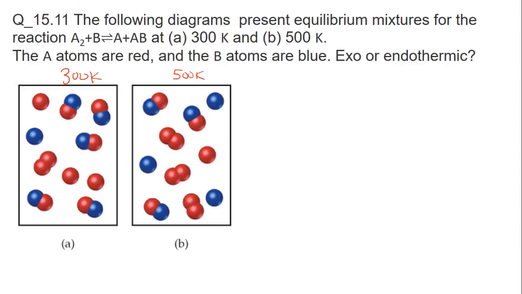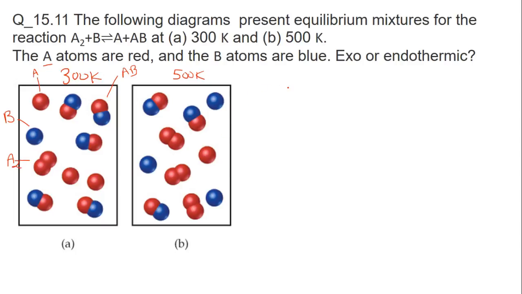So what we have to do is figure out where is the equilibrium for both of these, and then how does the equilibrium change between 300K and 500K to determine if it's an exothermic or endothermic reaction. So how do we get that equilibrium? Just using the definitions. So A is red, so this would be A, this would be B, this would be AB, and this would be A2, would be double red.